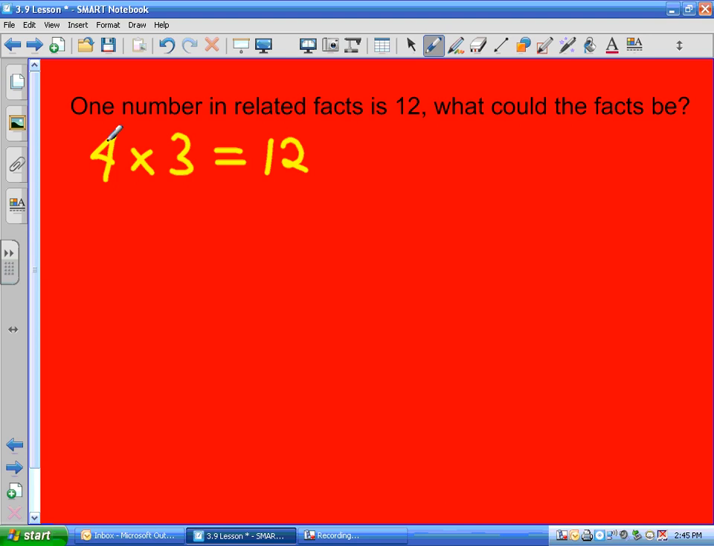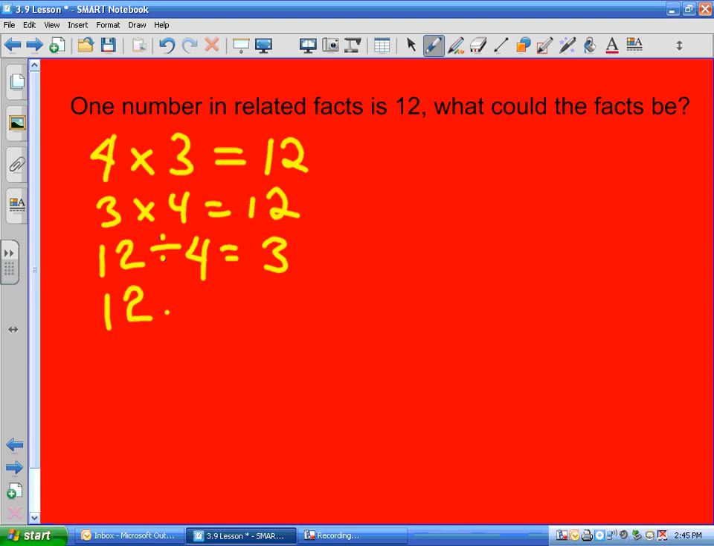So what's another member of this family, Josh? Exactly. 3 times 4 is equal to 12. And what's another one? Tiana? 12 times 4. No, can't be times, because 12 is the biggest one, remember? 12 divided by 4 equals... There you go. Good job. Josh? 12 divided by 3 equals 4.